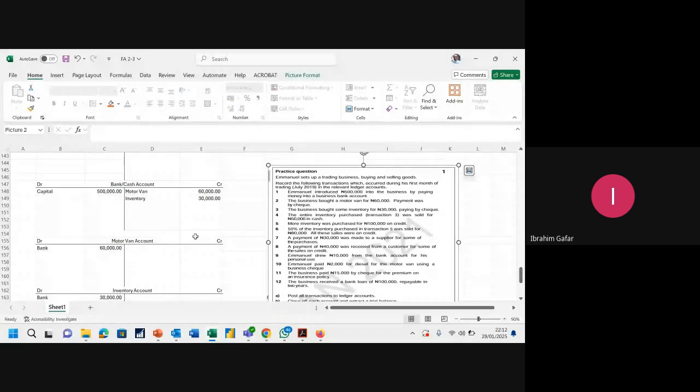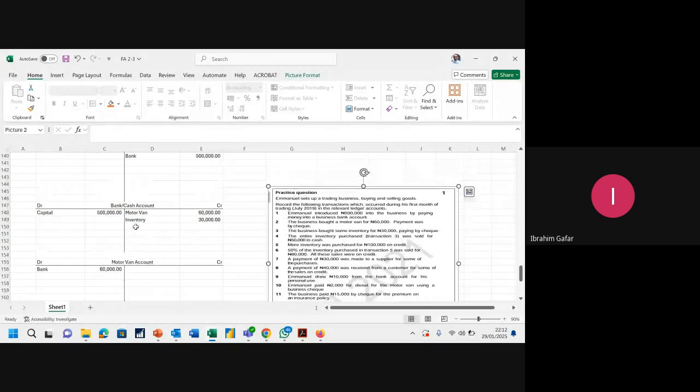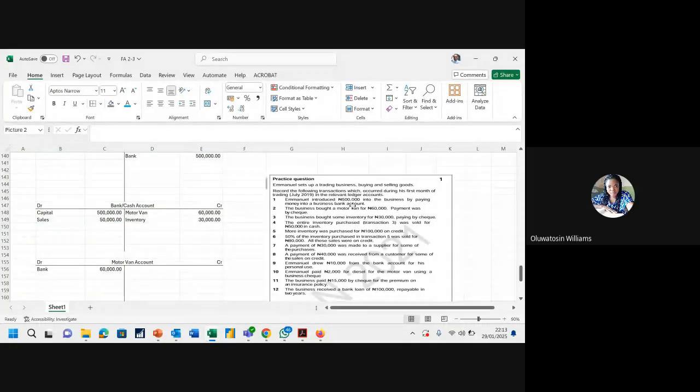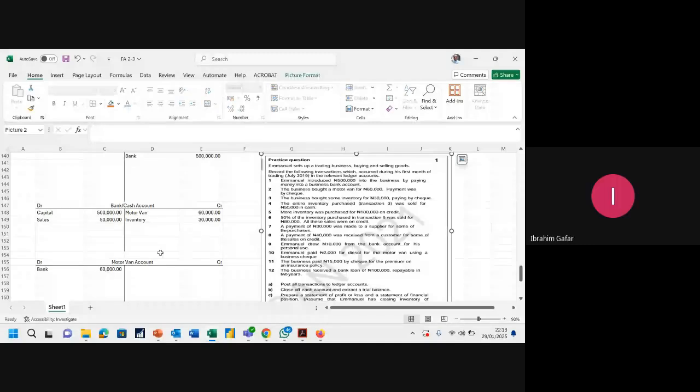So we've done about this. Did I put cash sales here? I'll put the figure. So I'll put 50. Fine, right? Now, more inventory was purchased for 100,000 on credit. More inventory was purchased for 100,000 on credit.